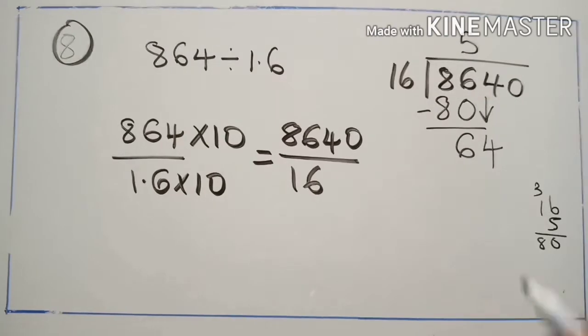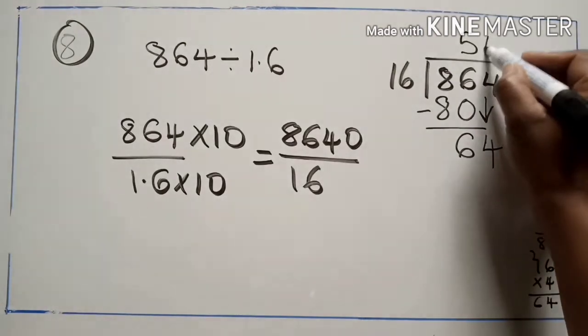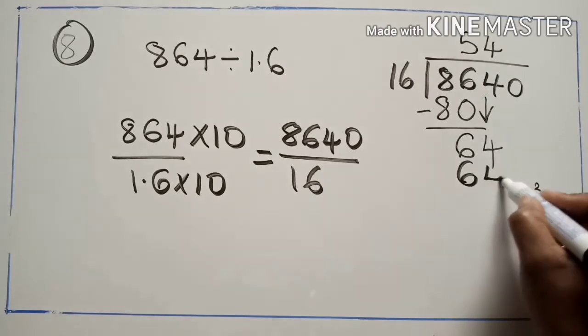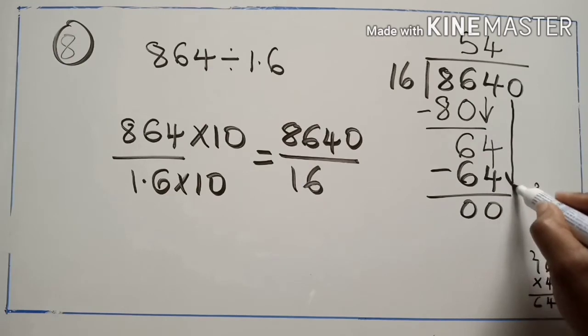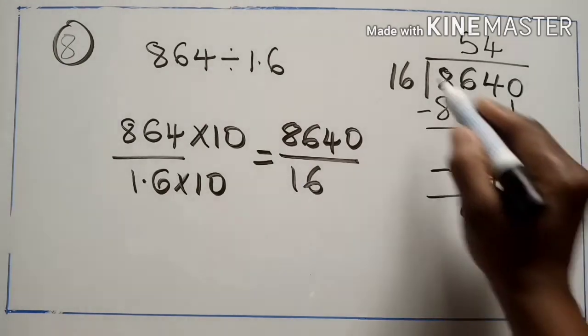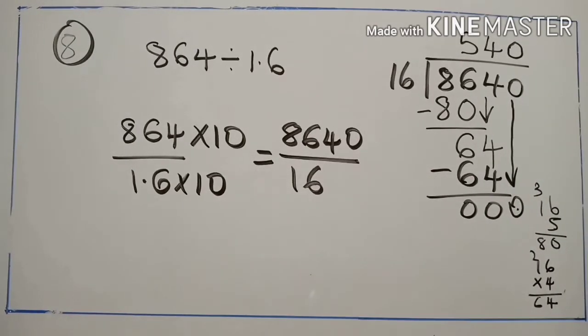Drop your 4. So how many 16s will go into 64? Let's say 16 times 4 is 64. Subtract that. And then now we remain with the 0. Now this 0 divided by 16 is impossible. So we add a 0 on the answers line so that your answer will be 540.